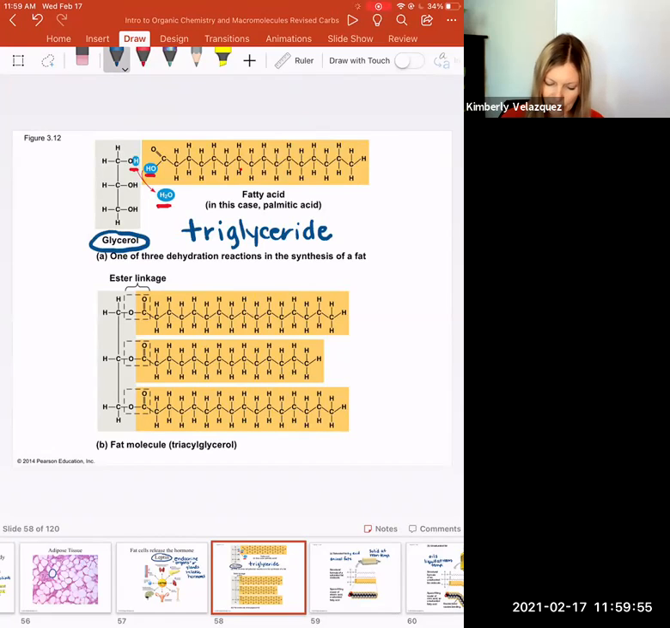Through a dehydration reaction, taking water, OH here, H here, removing that water, these fatty acids get linked to the glycerol. Three fatty acids connected to a glycerol. That's a triglyceride. Again, this is how you transport fats through your bloodstream to carry out all these other important functions that fats have in your body.